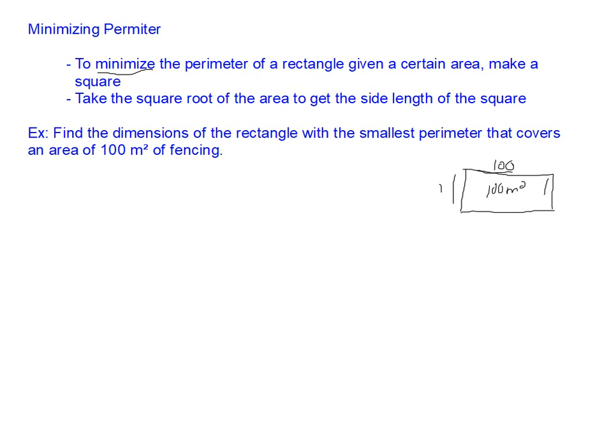So this might be the case if you wanted to make a pen for your dog. You wanted to have a certain area and you wanted to minimize the cost and have the least amount of cost for fencing. You would want the smallest perimeter. So let's work through this example.